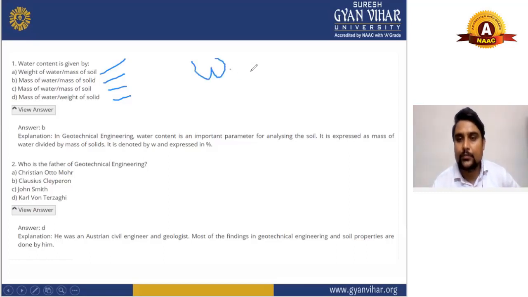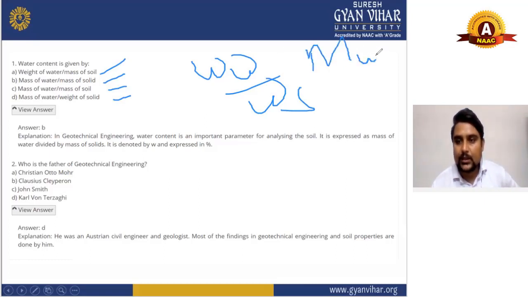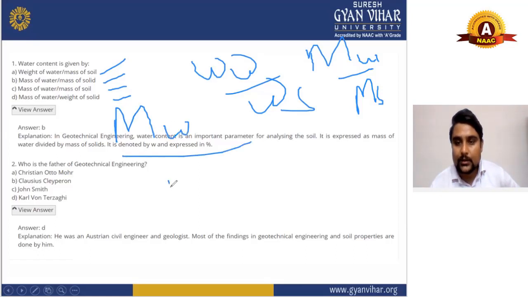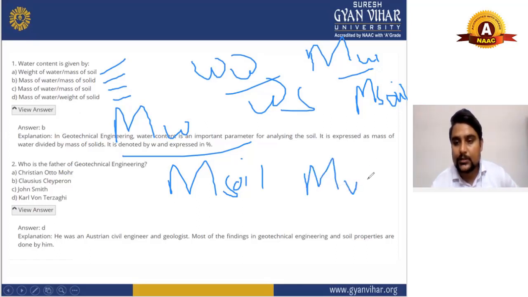Weight of water means WW and weight of soil WS. Mass will be represented by M, so mass of water means MW and mass of solid means MS. Mass of water MW upon mass of soil, it is your solid. And mass of water plus mass of solid. The third one is mass of water plus weight of solid.